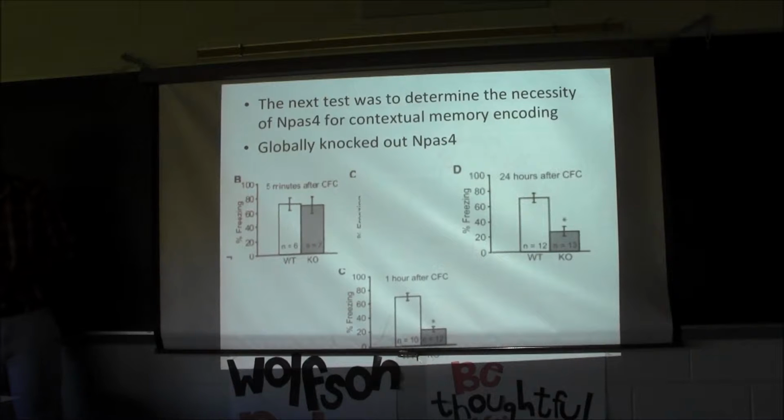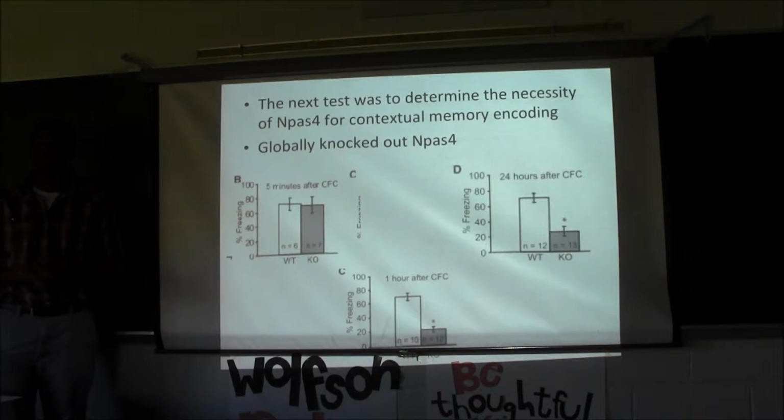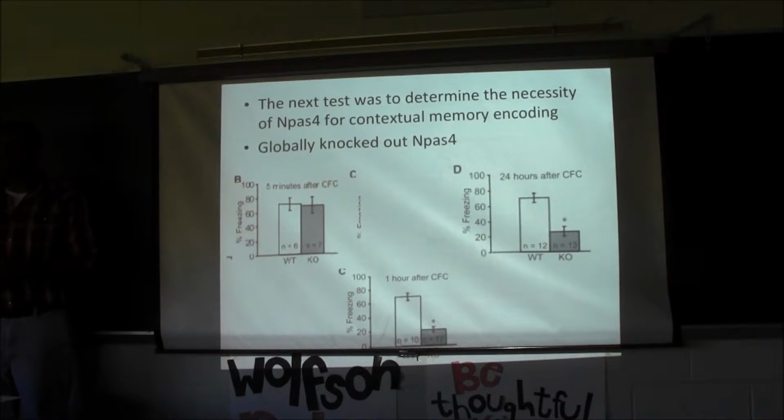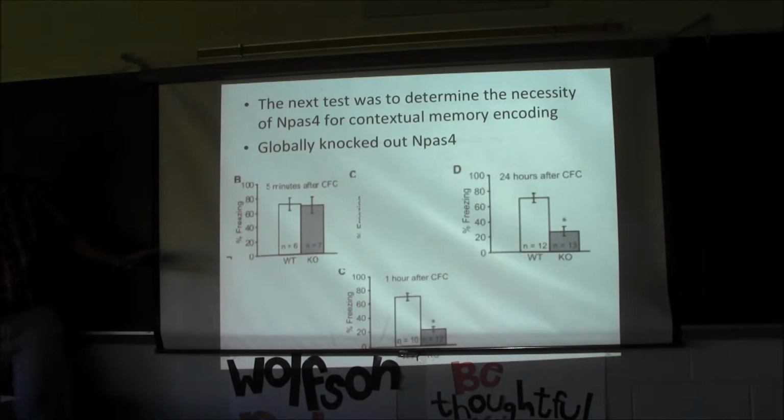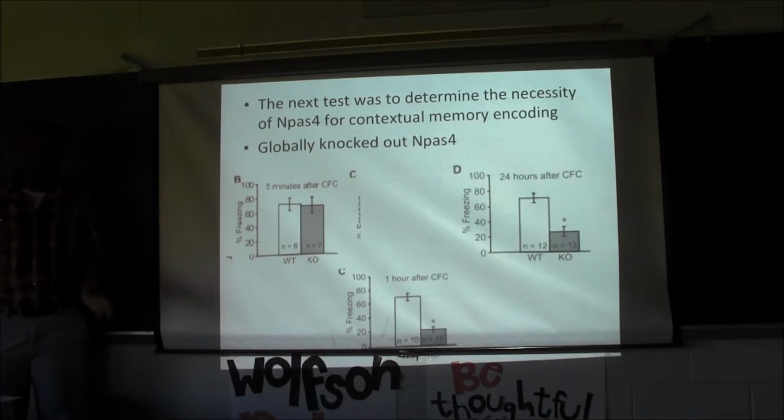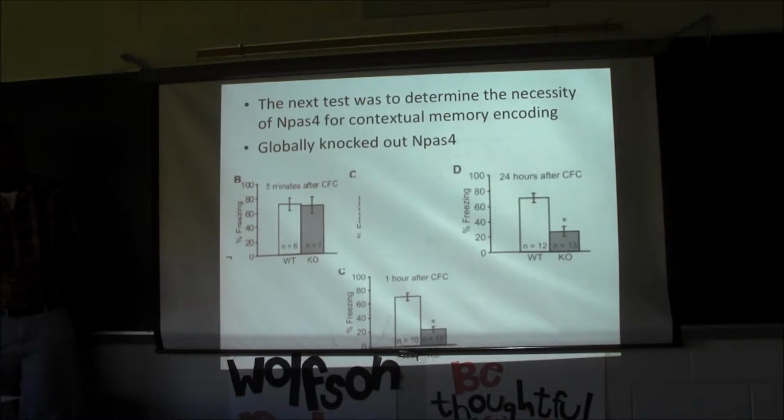The next test they did was, they saw that NPOS4 was expressed in contextual memory, but they wanted to know what happened if it was taken out, to see if it was actually necessary or if it just happened to be expressed in contextual memory. So what they did was globally knocking it out. There are 2 ways of getting rid of a gene in the brain: global knockout and selective deletion. Global knockout is when you erase the gene completely or stop it from working everywhere, whereas selective deletion is stopping it from working in a certain region or pathway. In this example, they did global knockout, and WT stands for wild type, which is just regular mice that weren't affected at all, and KO is global knockout.